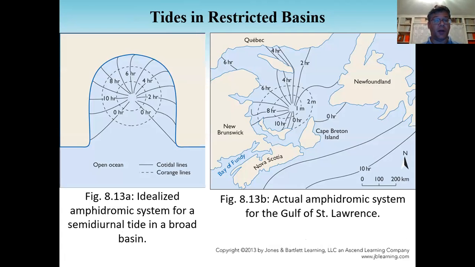Here are pictures, both simplified and real examples of patterns of tides in more enclosed areas. If our basin, say some sort of bay, is relatively even in its dimensions, then tide comes in out from the ocean here, and will go around in a rotating pattern pretty similar to our standard amphidromic system. Here's a real world example.